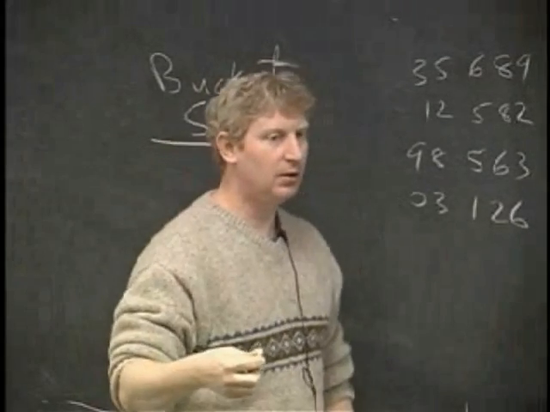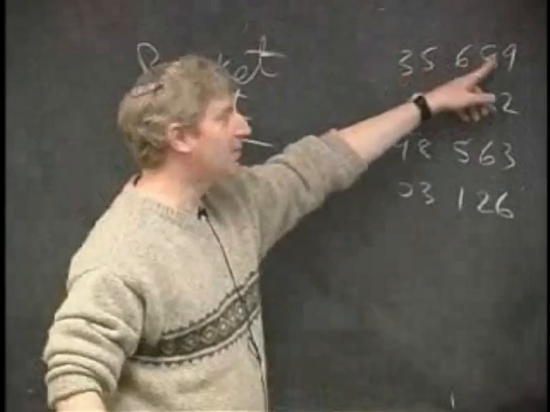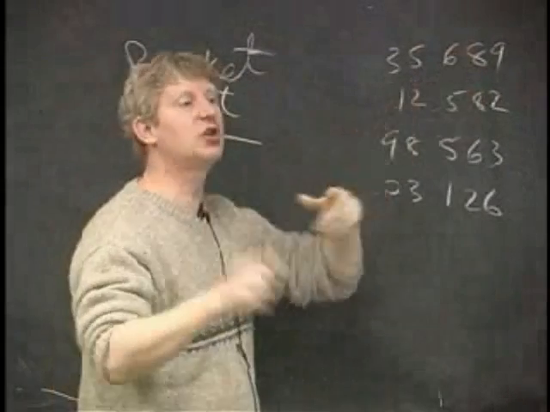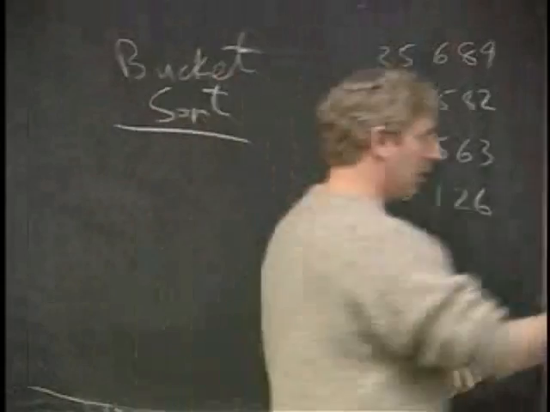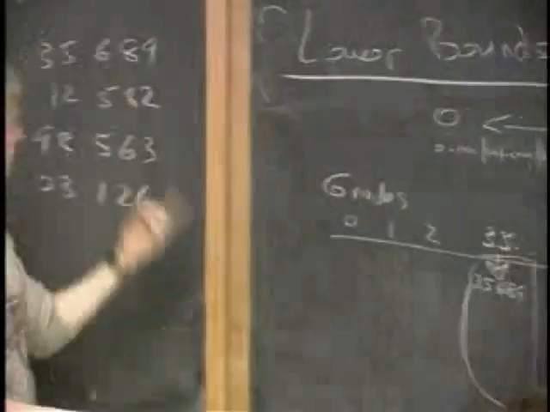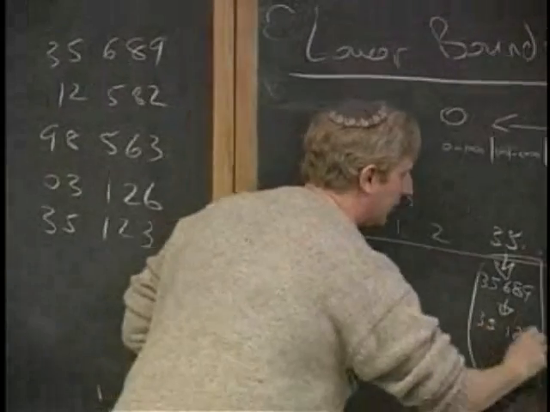Just put the last 3 digits? I certainly could do that. But I need to remember something about this number, and I can't just say I saw another one of them. So somehow I'm going to have to remember 35,689. And if there's another one afterwards, like over here, 35,123, then that'll come afterwards.